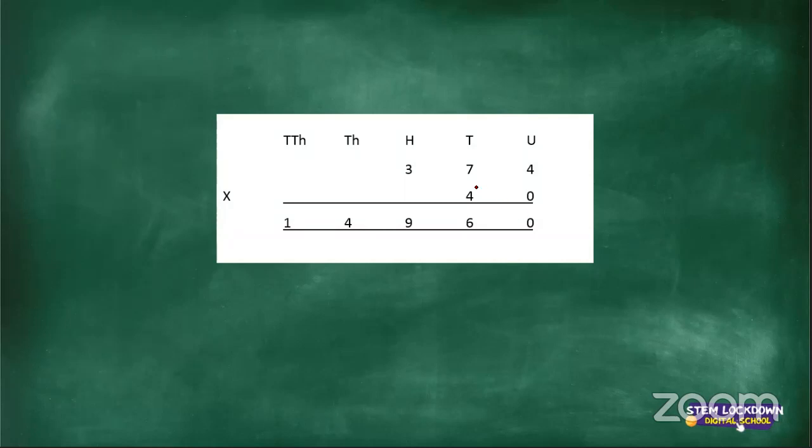So what we're going to do is take the 4 and multiply it with this 4. So 4 times 4 is 16. So I'm going to write your 16 here.